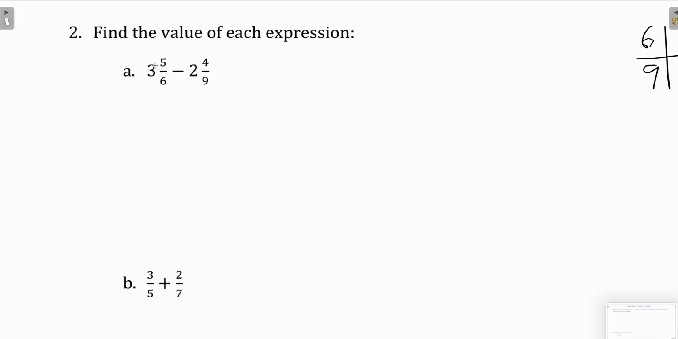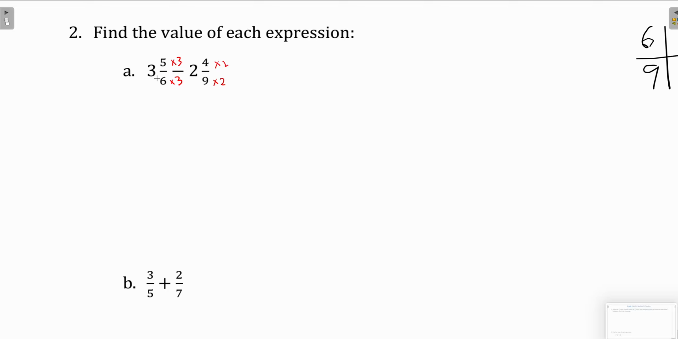So 6 times 3. We also do it to the top also. This side, we're going to do 9 times 2. So that's going to give us 18. Okay. So now we're about to create our new equivalent fractions with the same denominator.